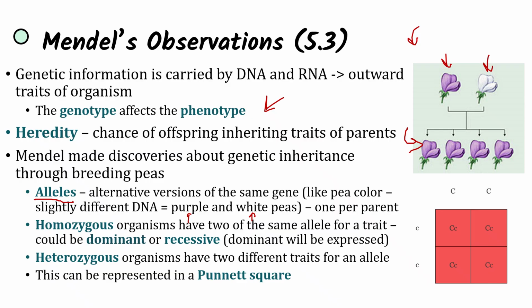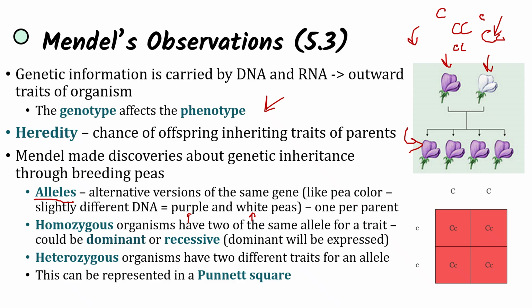So for instance, let's say we're going to call color for the pea flower color, that's going to be C. So the dominant allele is going to be capital C and the recessive allele is lowercase c. So we can have homozygous dominant, homozygous recessive, and also heterozygous. That's going to be a mix. But any heterozygous organism is going to express the dominant allele because the dominant allele is going to take precedence over the recessive allele.